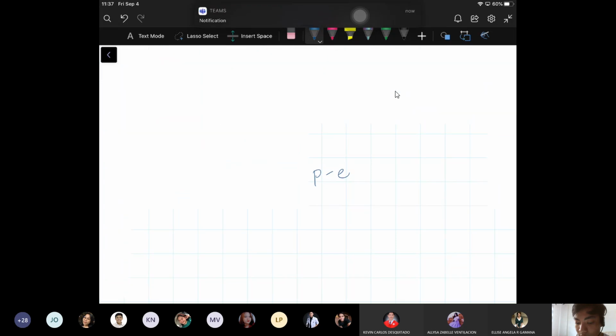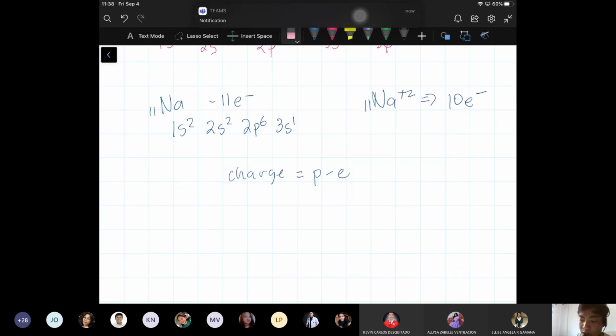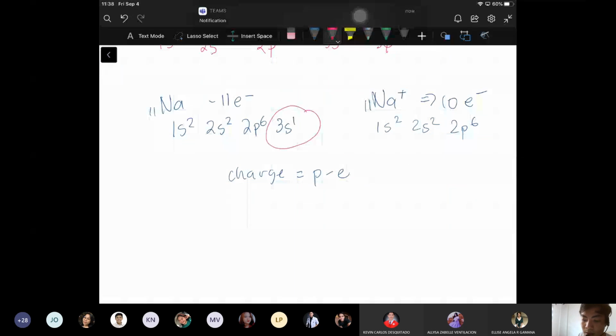Sir, paano kapag positive 2 yan? E di, kulang ng dalawang electron, e di magiging 9 yon, no? So, ganun. Or just use the equation, no? Ginawa naman natin yung last time, no? Okay, so if I'm going to distribute the electrons, itong 10 electrons ng sodium plus, magiging 1s2, 2s2, 2p6. Mapansin nyo, missing na yung 3s1, no?